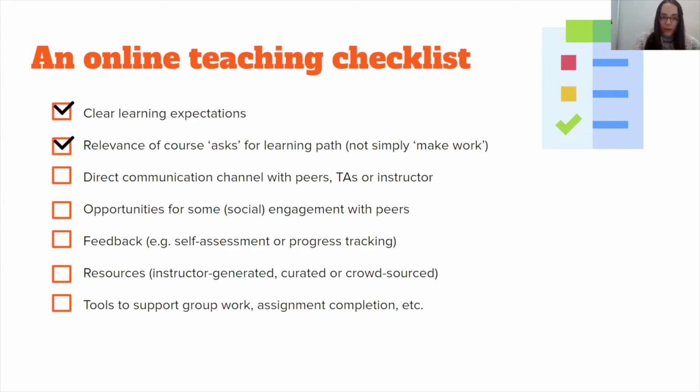And we talked about this last time during Online Teaching 101, and we talked a bit about setting clear expectations, ensuring that the relevance of the course tasks is really clear for what the learning path looks like, having things like direct communication channels with peers, having feedback, opportunities for social interactions, et cetera. And ultimately, from going through a checklist, which I think is helpful for some people, we found that all of these expectations on the checklist actually fit into 4 buckets.